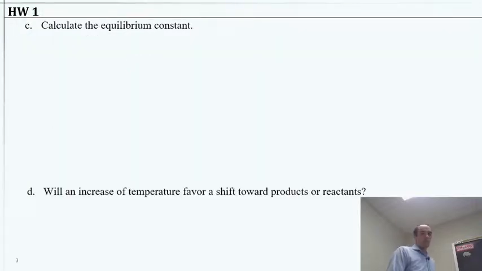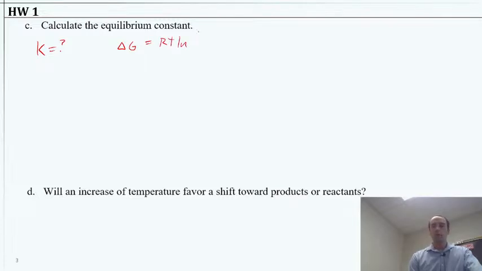Yeah. Okay, so then part C asks us to calculate the equilibrium constant. So we need to find K. And we've got several equations that deal with K from a thermodynamic perspective, one of which is delta G is equal to RT natural log of Q over K, K over Q, excuse me.